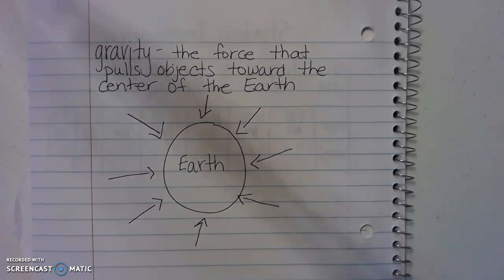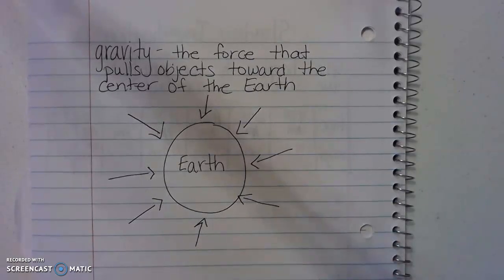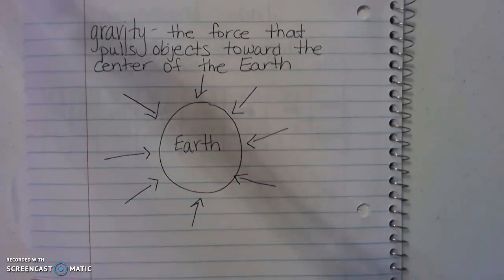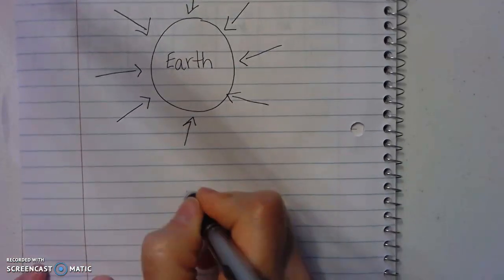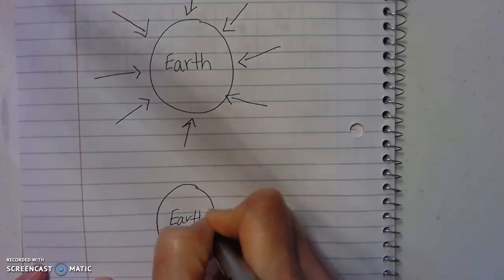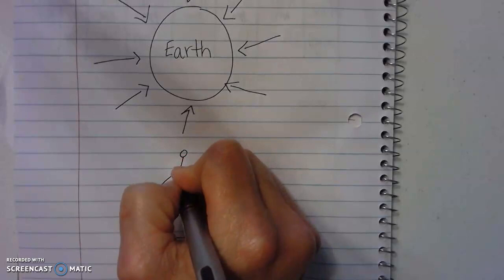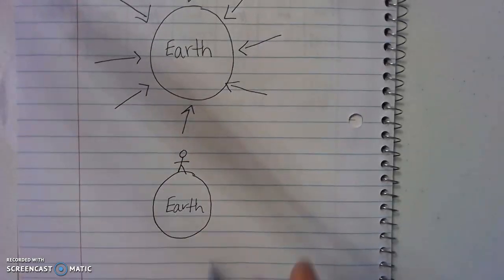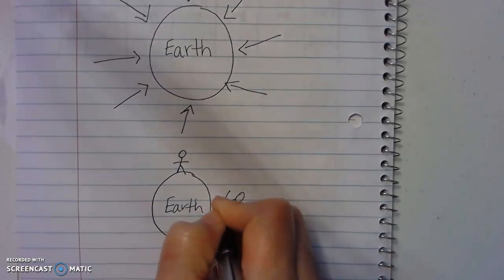Okay, so yes, we do say that when we drop something, it falls to the ground because of gravity, but it's falling to the ground because Earth is pulling it toward the center. Okay, so what I also want you to do is we're going to draw another Earth. And this time you can choose, like if you wanted to do dogs or penguins or spiders. I'm just going to do a stick person. But so when someone is standing on Earth, they are actually getting pulled toward the center as well.